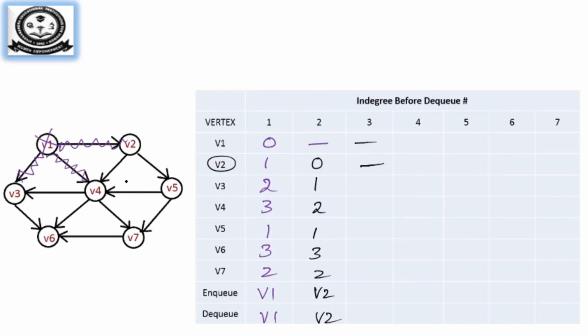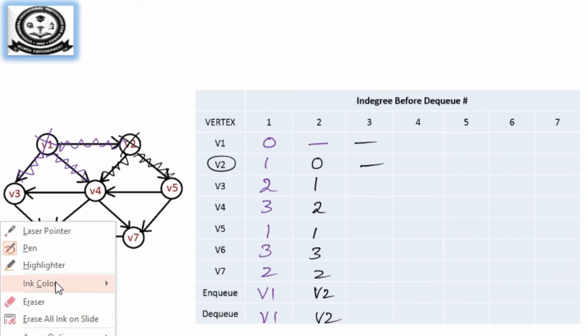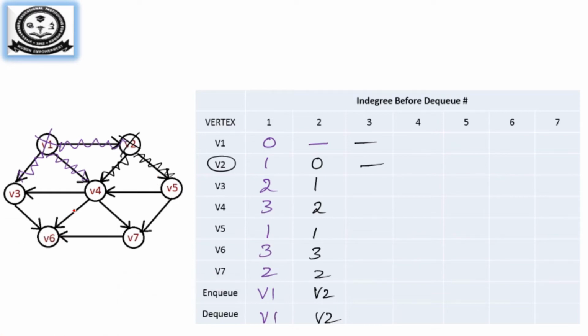Now V2's edges will be removed from the graph. So let me remove V2's edges from the graph and update the in-degree for each and every vertex. For V3 it is still 1, for V4 it is 1, for V5 it is 0, for V6 it is 3, and for V7 it is 2.